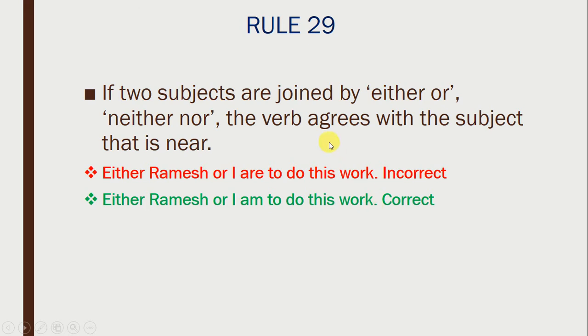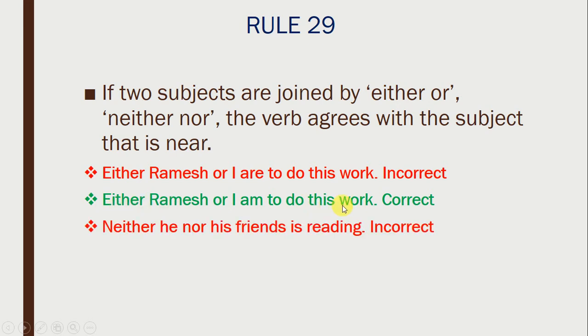Okay. What I said, that verb always agrees with the subject that is near. And near will be what? Second subject only, obviously. So either Ramesh or I. Second subject is I. So we have to use verb according to I. And with I we say what? I am Kanika. So I am always comes with I. So I am to do this work is the correct statement.